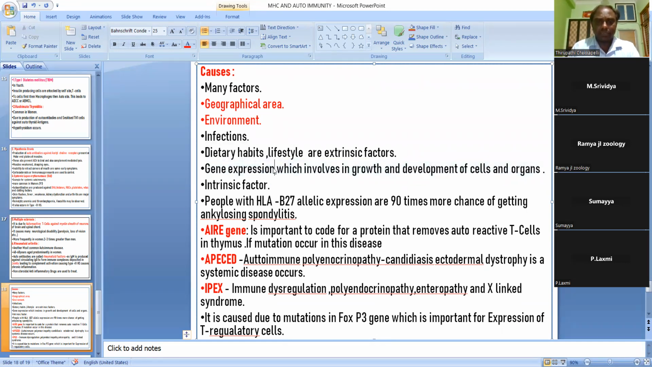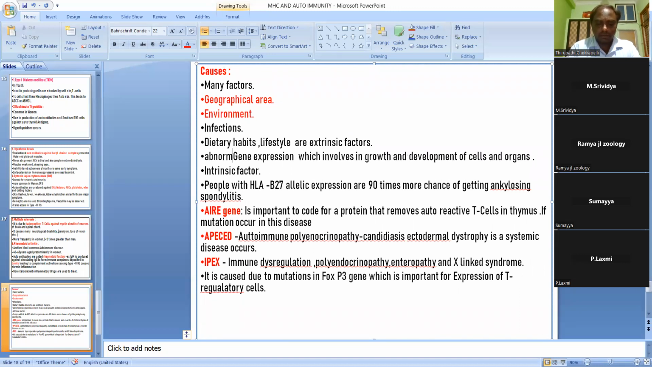Abnormal gene expression is also one of the factors for autoimmune disease. People with HLA-B27 allelic expression have a 90 times greater chance of getting ankylosing spondylitis, a kind of neck pain related to the backbone. So this is the HLA-B27 gene.